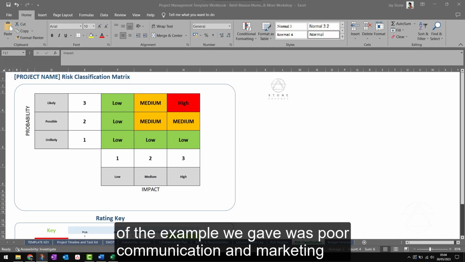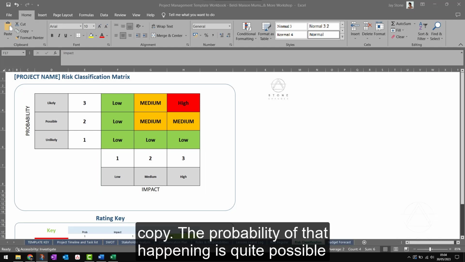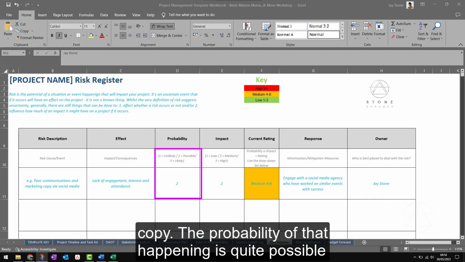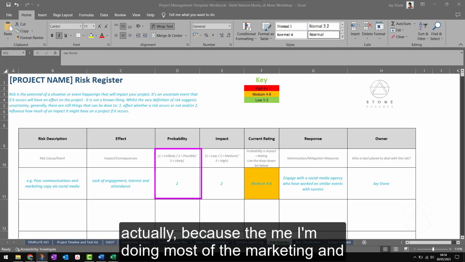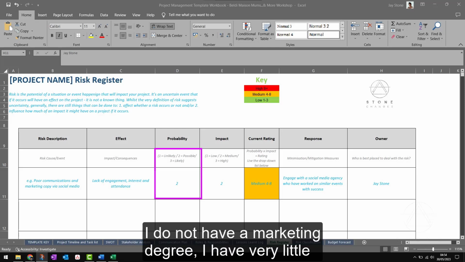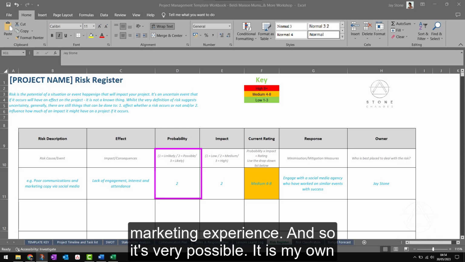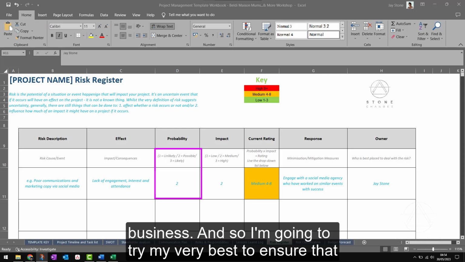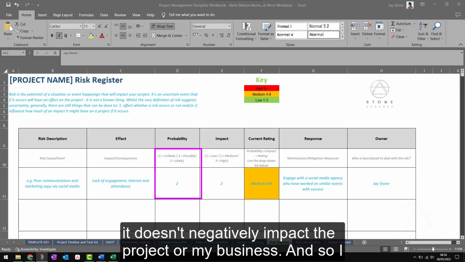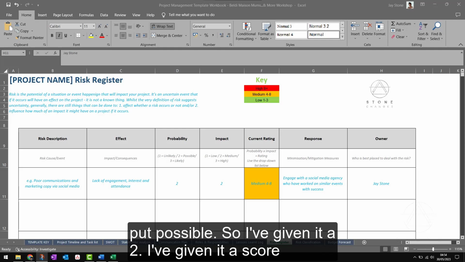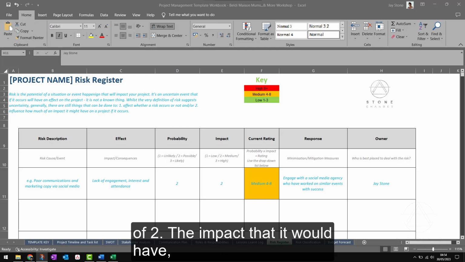And once you've identified the numbers, the probability of the example we gave was poor communication and marketing copy. The probability of that happening is quite possible, actually, because I'm doing most of the marketing, and I do not have a marketing degree. I have very little marketing experience. And so it's very possible. It is my own business, and so I'm going to try my very best to ensure that it doesn't negatively impact the project or my business. And so I put possible. So I've given it a 2. Yeah, I've given it a score of 2.